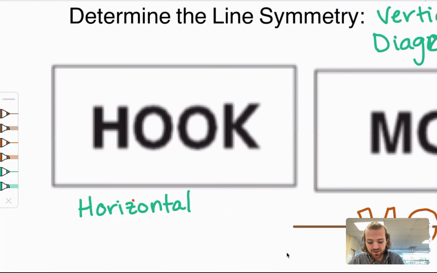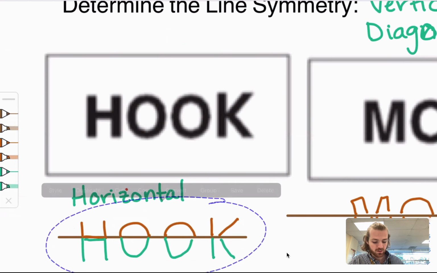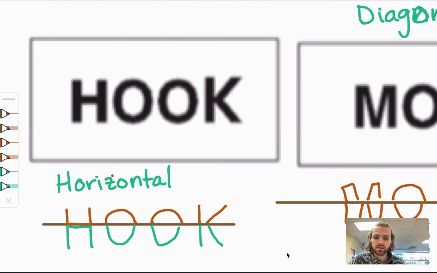When we have symmetry, I trace what's on the top of it, I mirror it. If I bring this down, do you see how we still have that word hook? It still looks like the word hook. So that means that horizontal symmetry works.